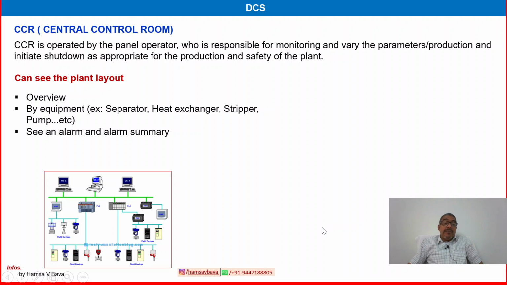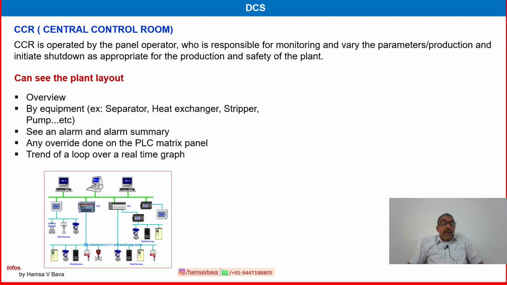He can see the alarms and the alarm summary, day wise and hour wise. Any override done on the PLC matrix panel, any override for maintenance work, inspection work, etc., he can also see in the CCR operator station. Trend of a loop over a real-time graph. He can see many trends and graphs.